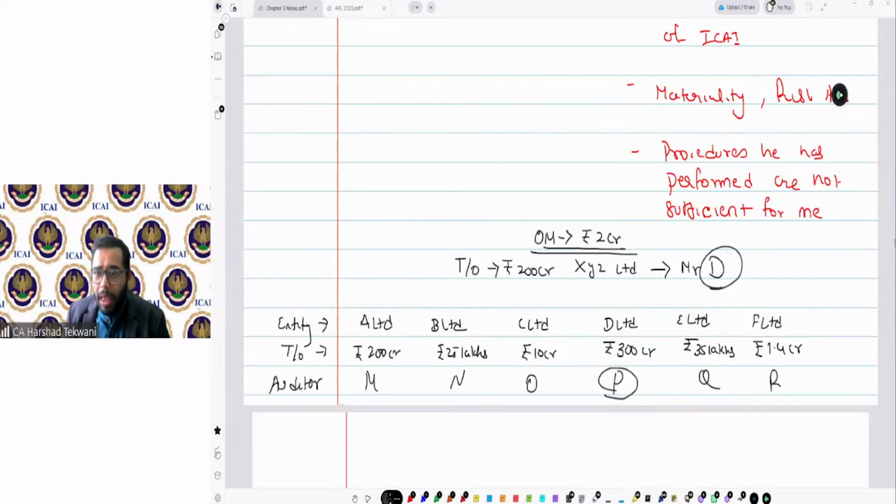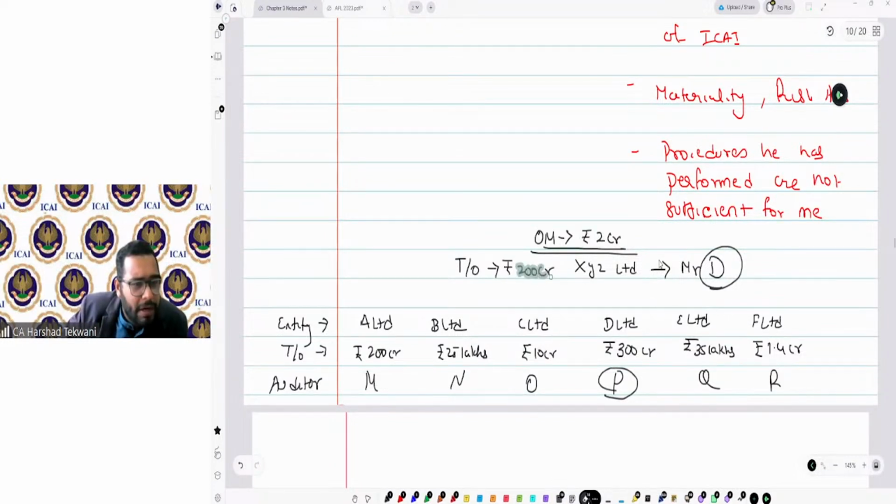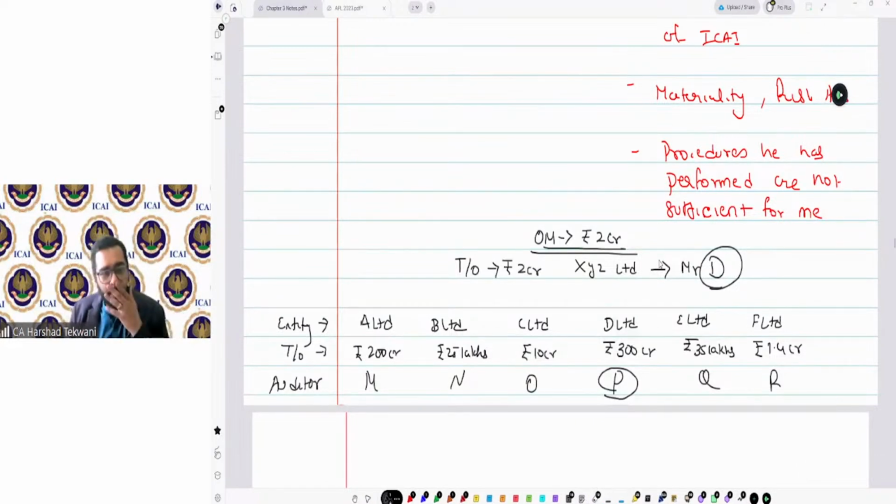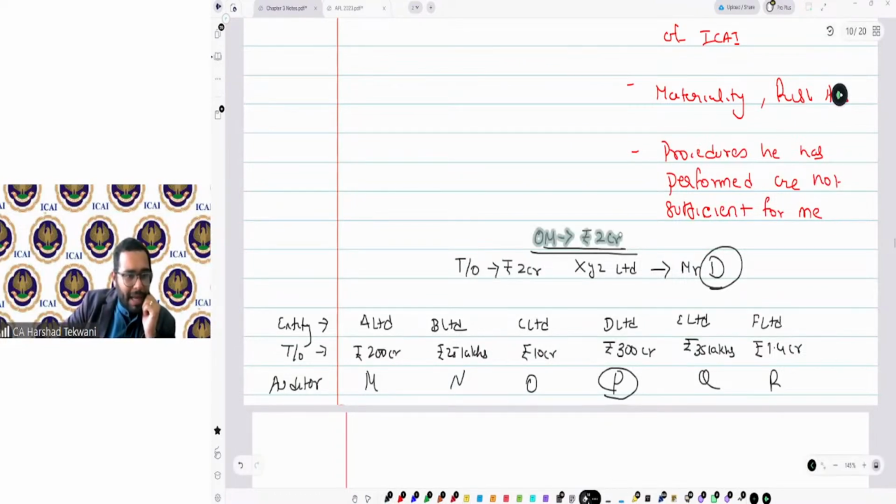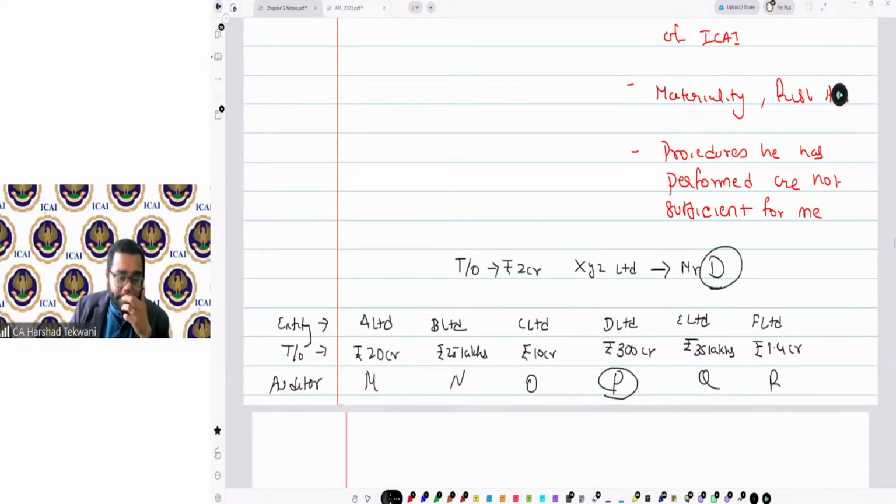Okay, I'll change this example. Instead of 200 CR, the turnover was only 2 CR. As of now, we'll ignore the materiality. The turnover of XYZ Limited is 2 CR, and here A Limited turnover is 20 CR. Now tell me, do you still think D is a principal auditor?